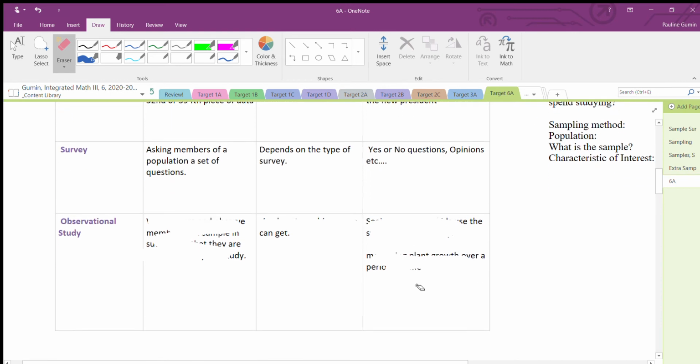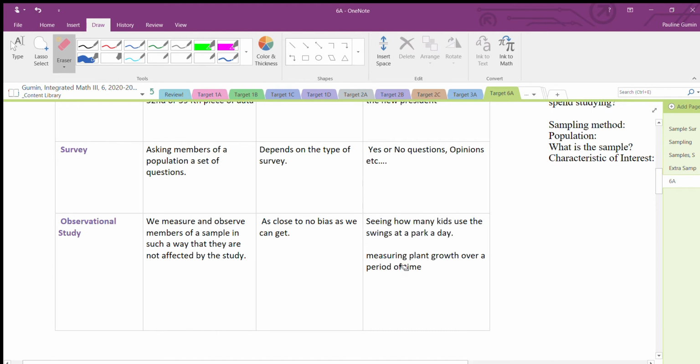Now, an observational study, I like this one. This is when we measure and observe members of a sample in such a way that they're not affected. We're just looking. And I think this is as close to no bias as we can get, because studies like this are, sitting in a park and seeing how many kids use the swings per day.